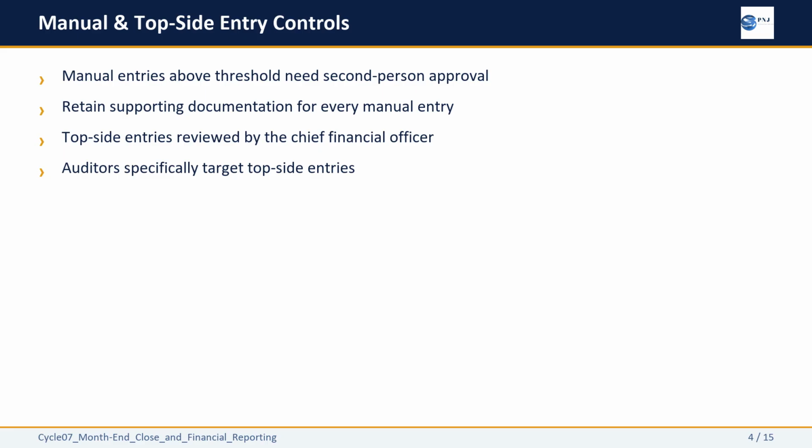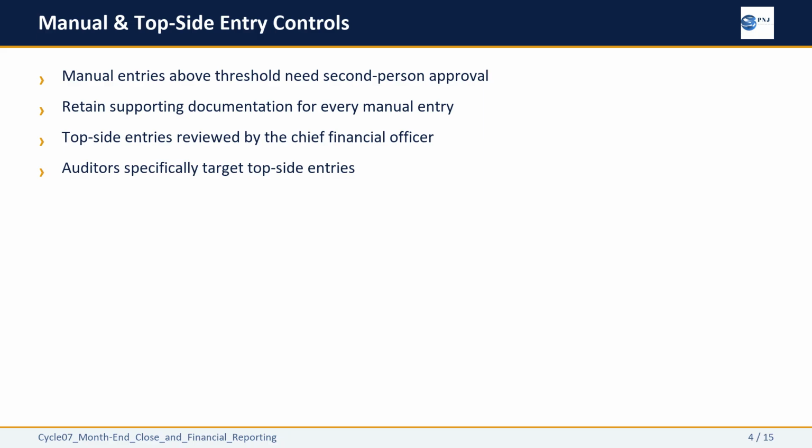Every manual journal entry above a materiality threshold requires a description of its purpose, the supporting calculation, the accounts and amount, and independent review by a second person such as a supervisor or controller. Documentation must be retained for everyone.